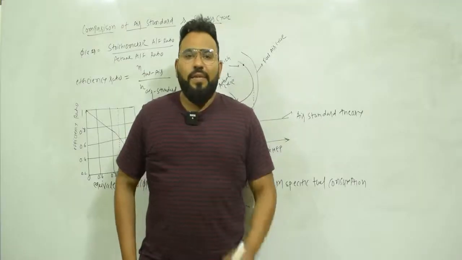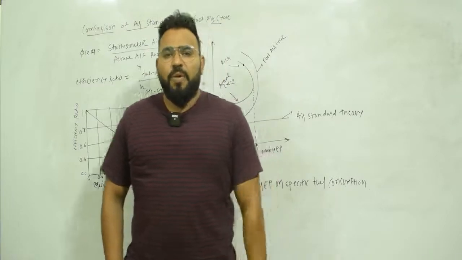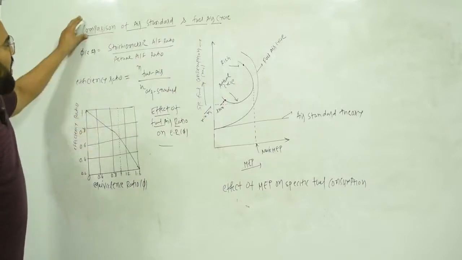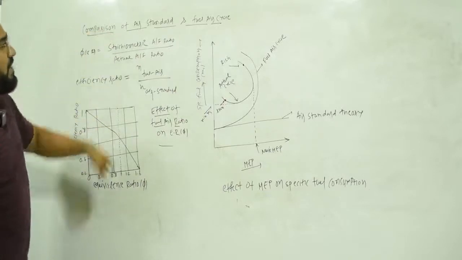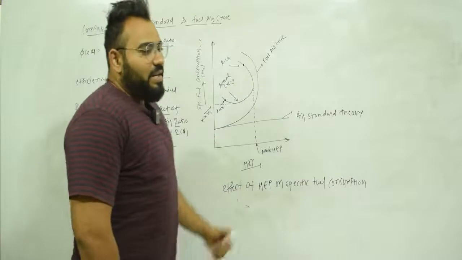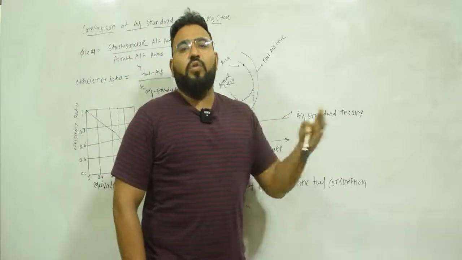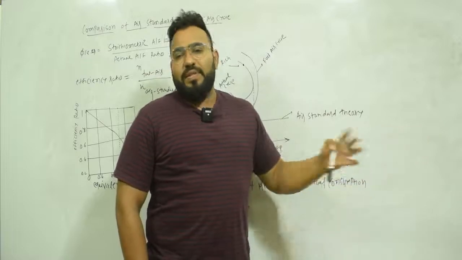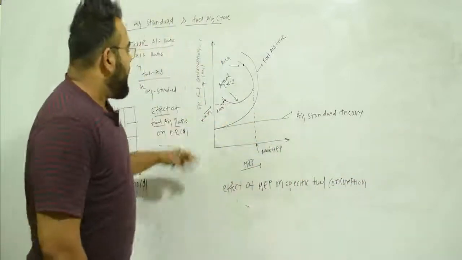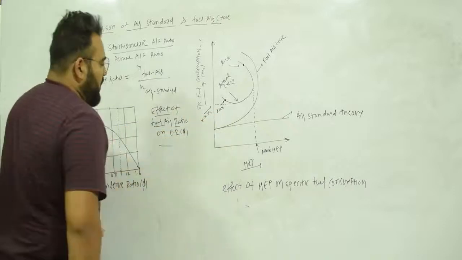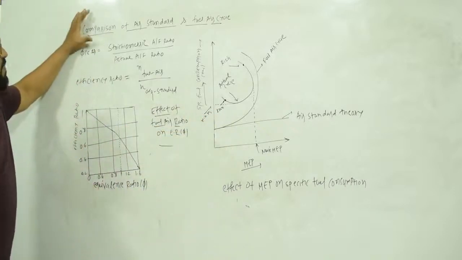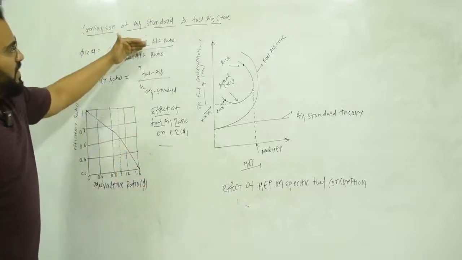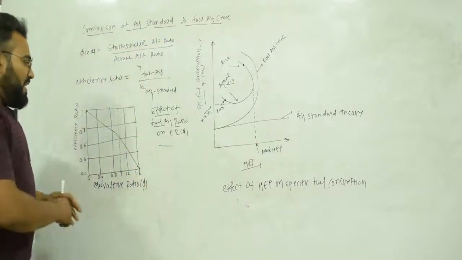Hi students, in this video we are going to see the topic called comparison of air standard and fuel air cycle. Here it is not a comparison of something like word to word, where this is point number one of this and this is point number one of that. Here you have to do the comparison on the basis of a graph. So we are going to compare the air standard and fuel air cycle on the basis of a graph.